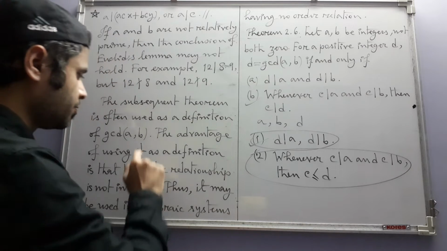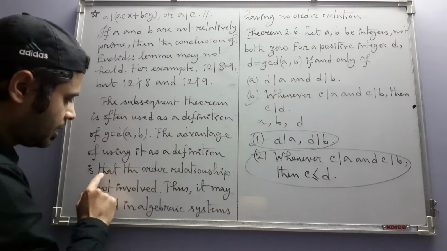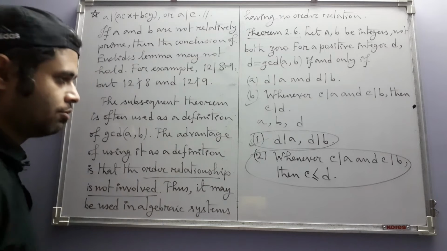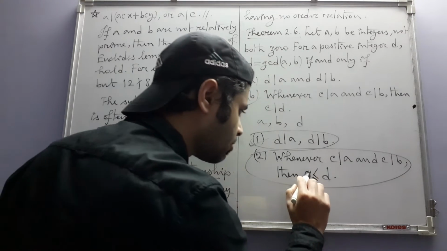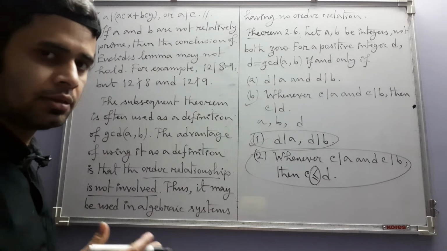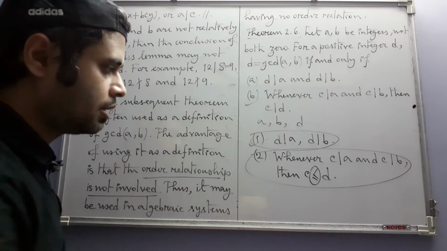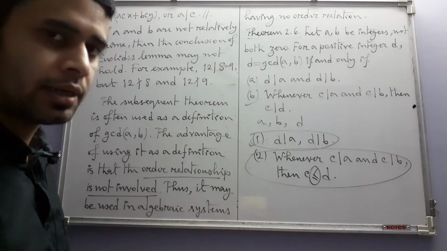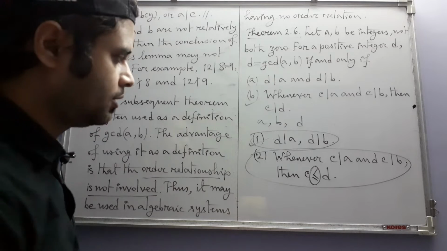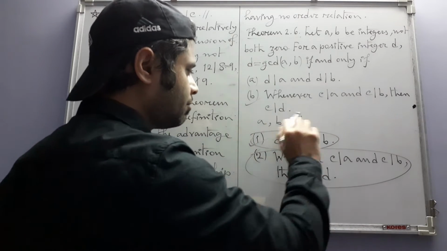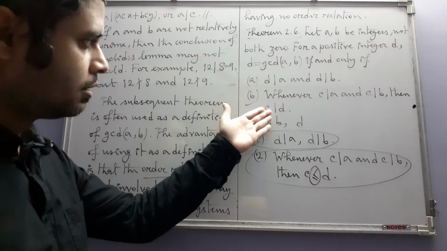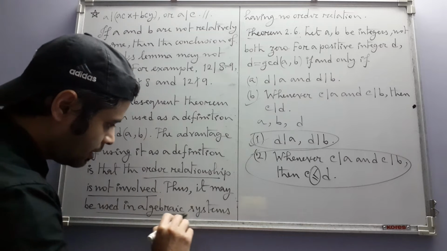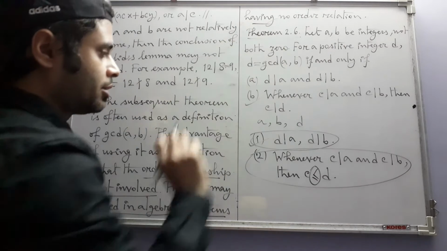Now if we do, what is the advantage? The advantage of using it as definition is that order relationship is not involved. In this definition, this ordered relationship that we have in the system of integers, which allows us to say things like this integer is less than that integer or greater than or equal to that integer, that thing is not available here. Here we need only divisibility. Thus it may be used in algebraic systems having no ordered relation.